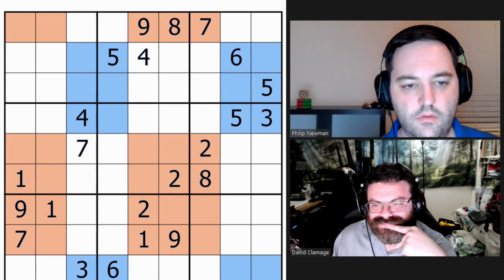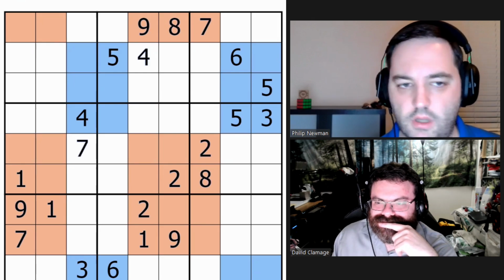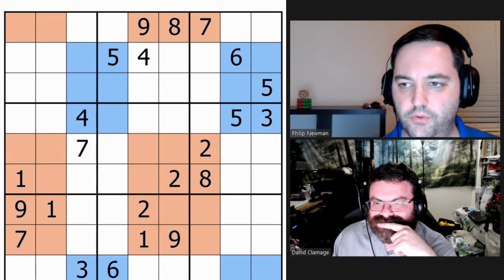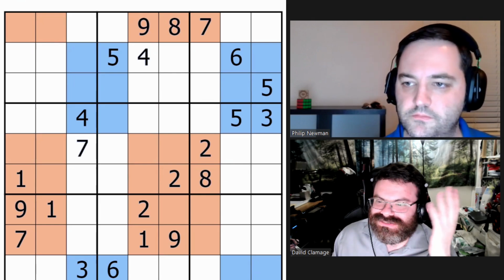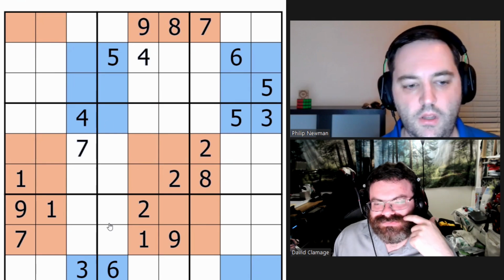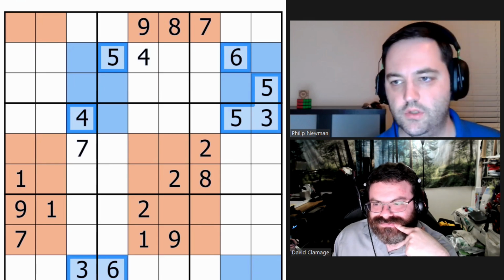Now, I believe this is usable. Let's check it and see if it's usable. So it's imbalanced. Do you want to look at the blue digits or the orange digits? It's the same either way, but let's look at the blue digits. Okay. So we have 2 3s, a 4, 3 5s, and 2 6s. That's 8 total digits.